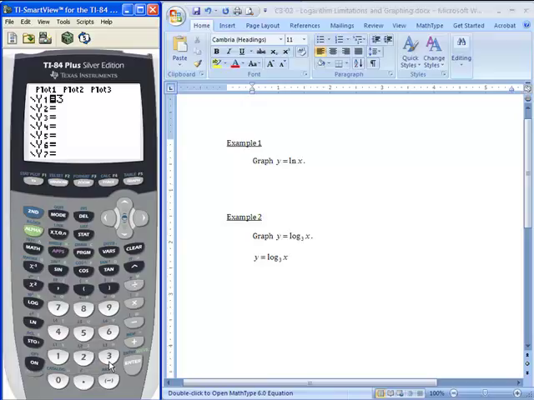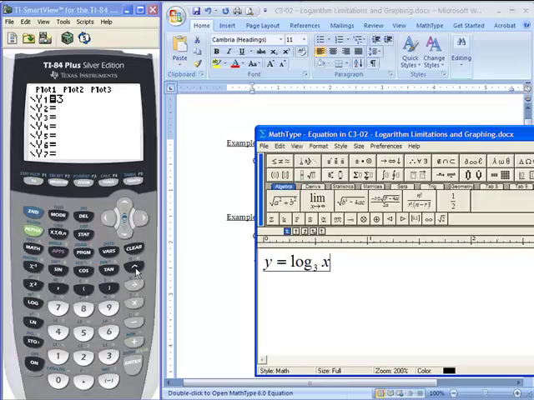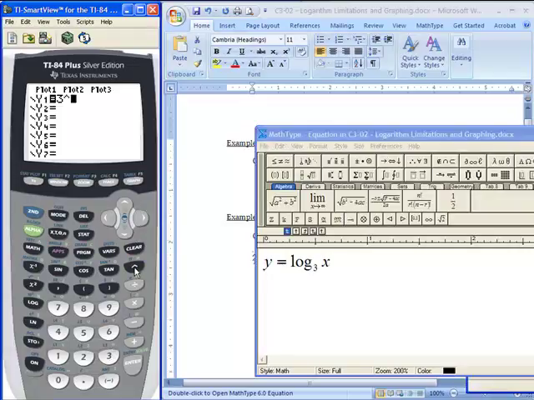All right, so I'm going to type 3 here, and to the x power, oops, and then we'll press enter.